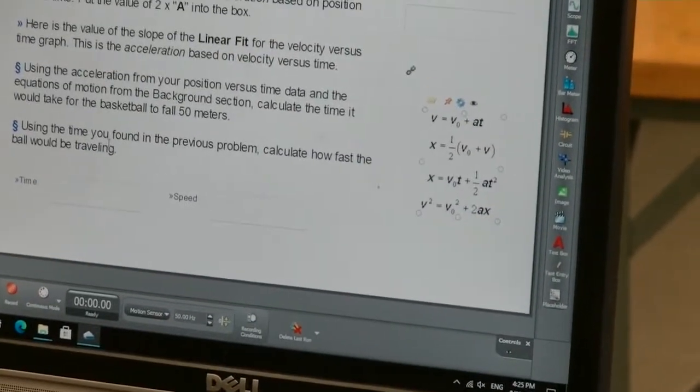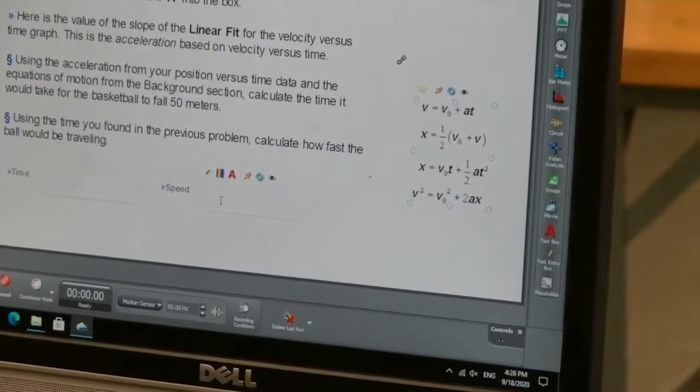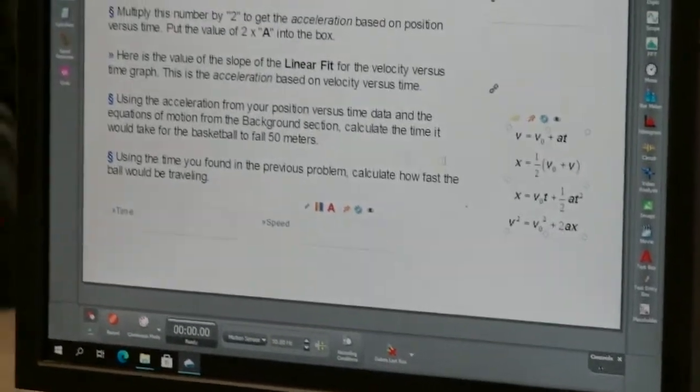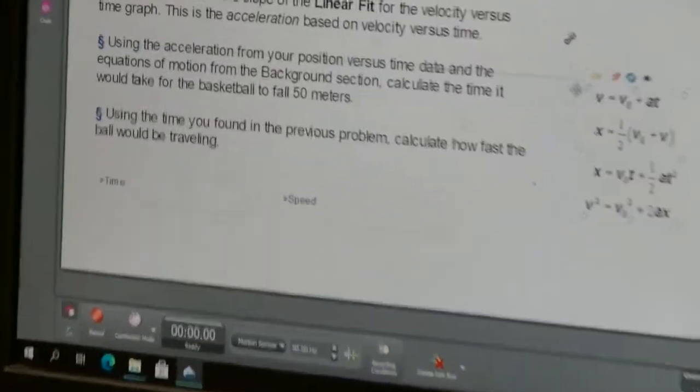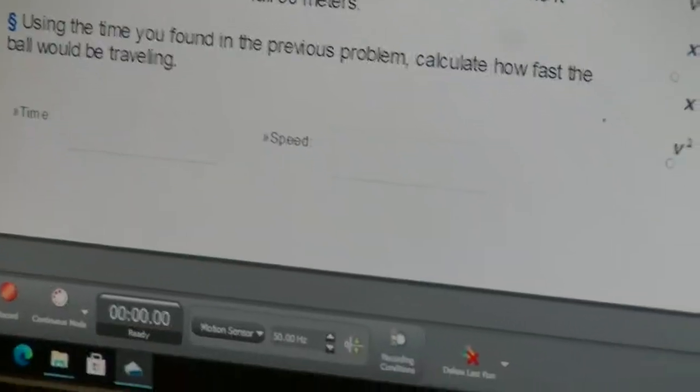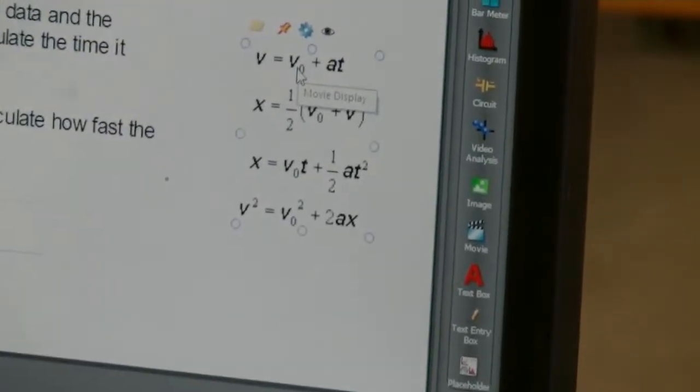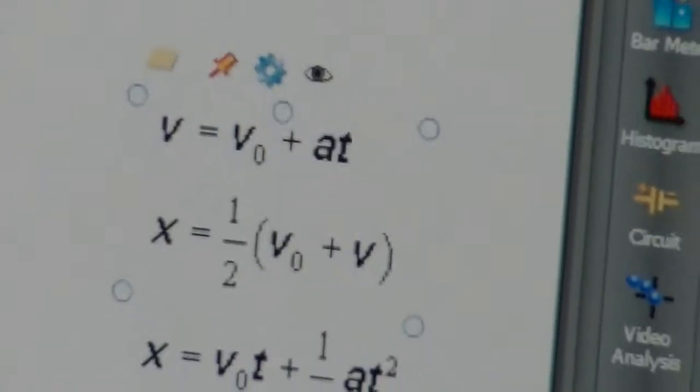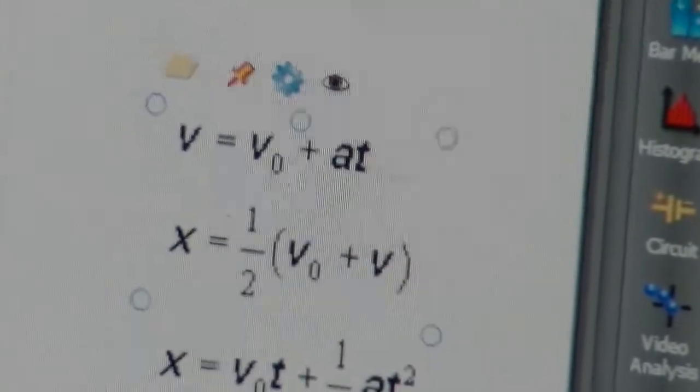And then using that time, we have to calculate the speed of the ball when it reaches 50 meters from its dropping point, and we just use this. If we are dropping it from rest, v naught will be 0, so v is just a times t, and a is the acceleration that we calculated here.